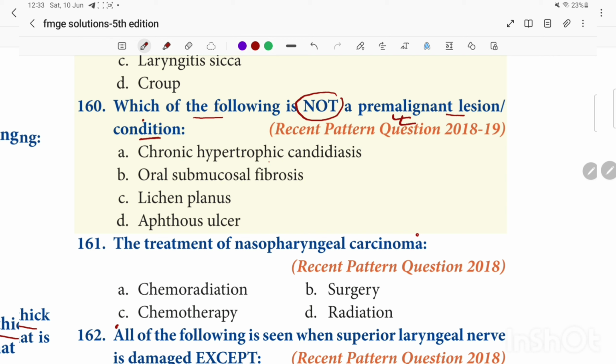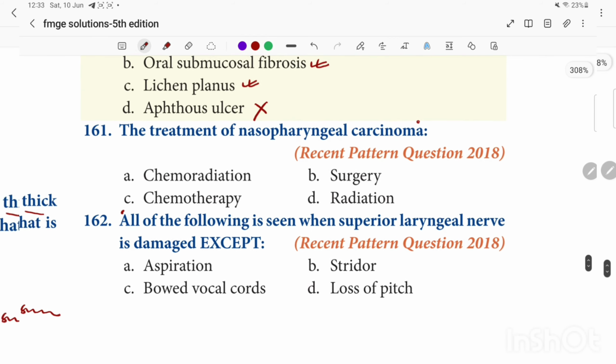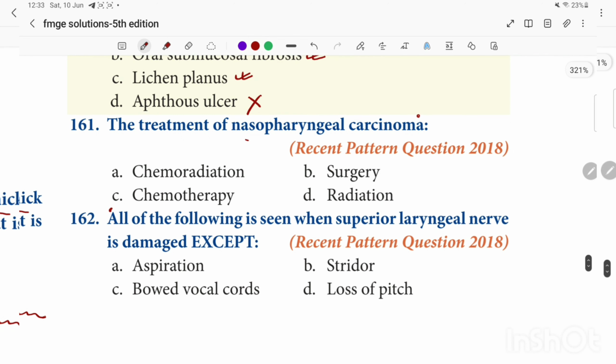Chronic hypertrophic candidiasis is a pre-malignant condition, and oral submucous fibrosis is a pre-malignant condition. Lichen planus is a pre-malignant condition. Aphthous ulcer is not a pre-malignant lesion. Treatment of nasopharyngeal carcinoma is chemoradiation.